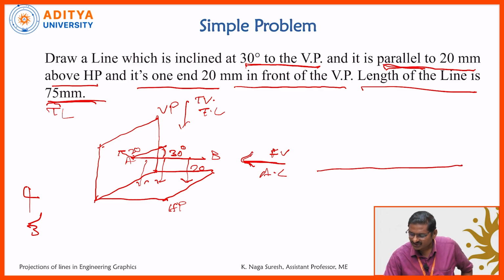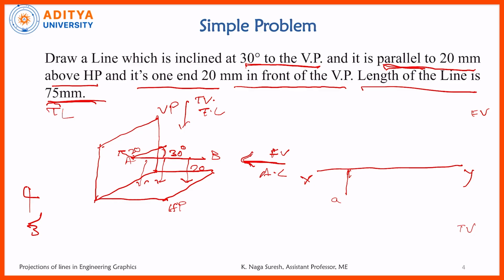So draw the projection line, this is X and Y. First we draw the true length. The true length is available in the top view. Below the XY line the top view comes, and above the XY line the front view comes. In the top view, one end is 20 mm in front of VP. So draw the projection line. This is A, and draw the 75 mm true length. This is B, with an inclination of 30 degrees.